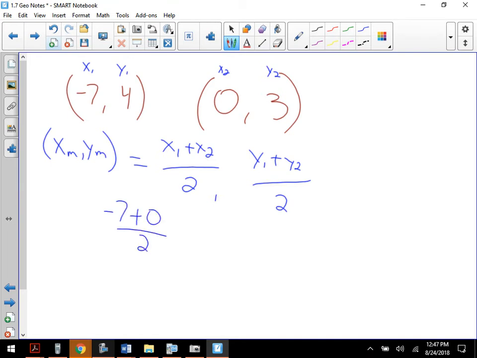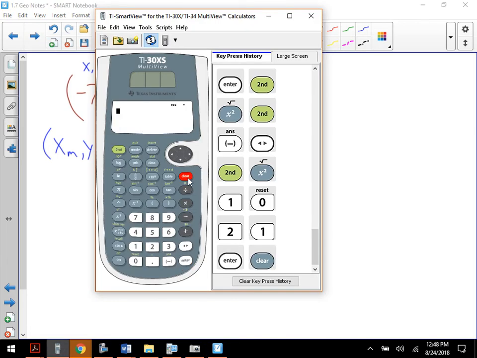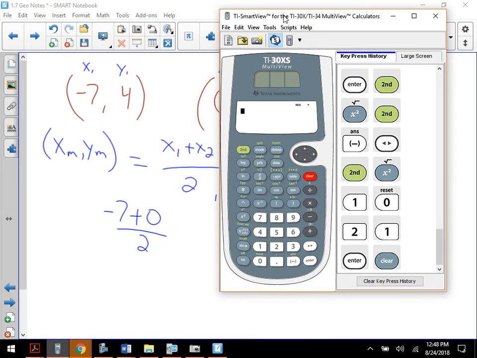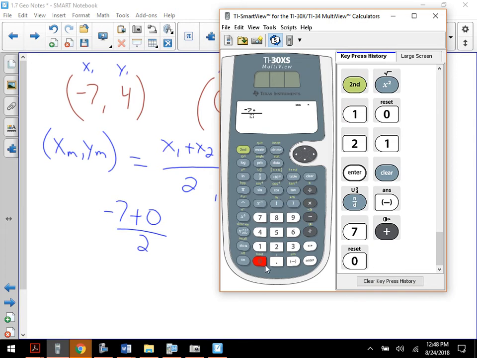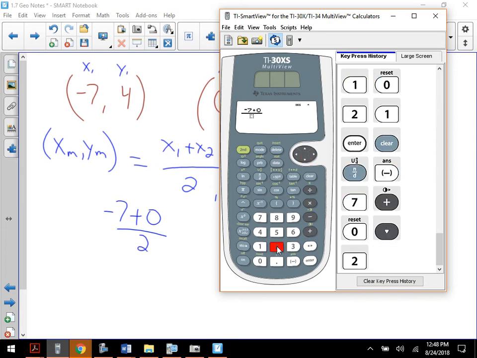In my calculator, all I would do then is use my fraction bar. A lot of times you're going to get fractions. Sometimes you might get decimals. Remember where the fraction bar was on that multi-view? Take your fraction bar, type in -7 plus 0, and put it over 2. This calculator will automatically simplify the fraction for you. It'll leave it in fraction form if need be.